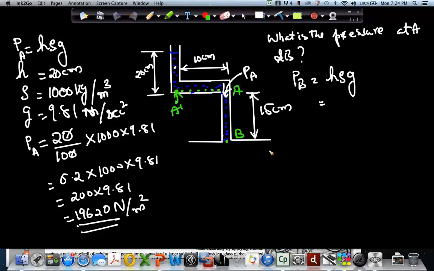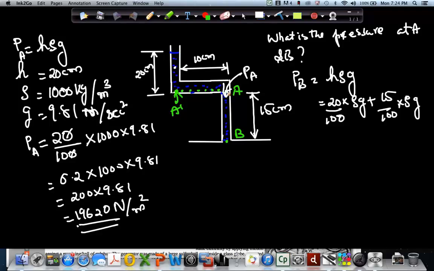So it is 20 into rho G plus 20 by 100 into rho G plus 15 by 100 into rho G. Right? This pressure is because of 20 into rho G, that is the pressure, H rho G. See, the vertical height is already written there, so I just wanted to show you.